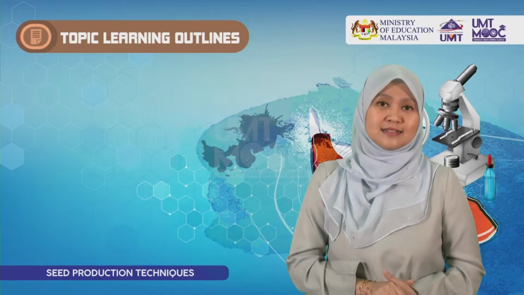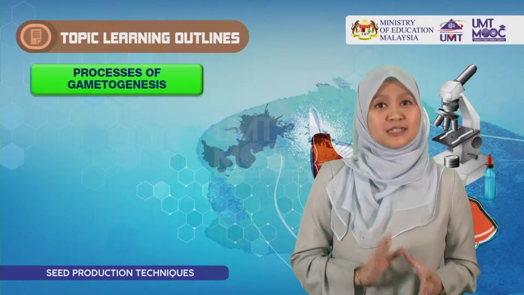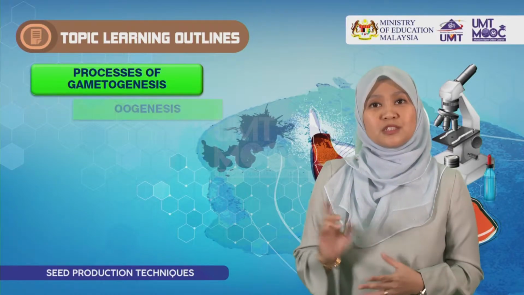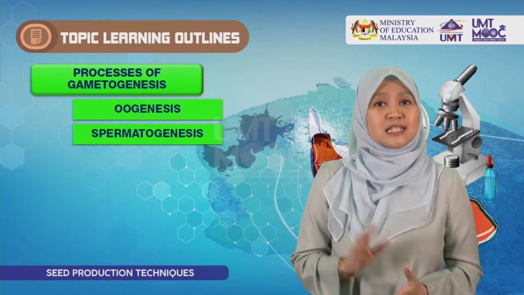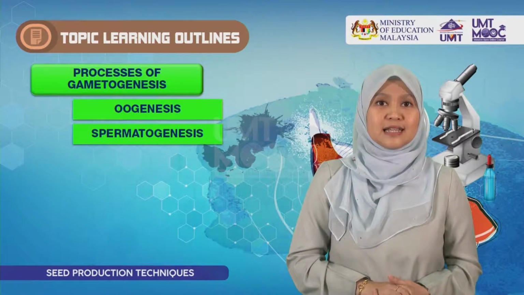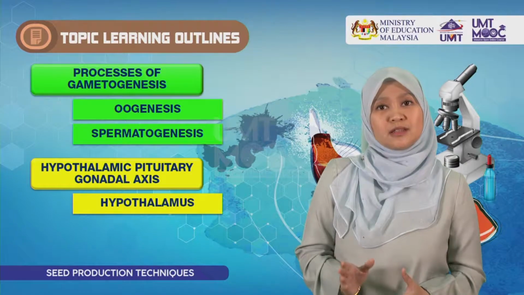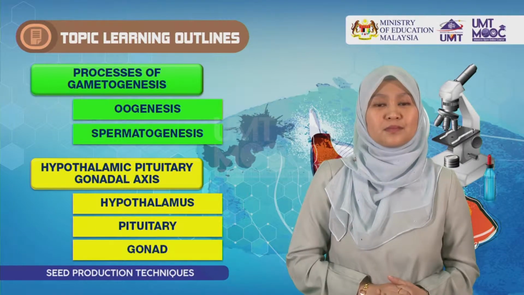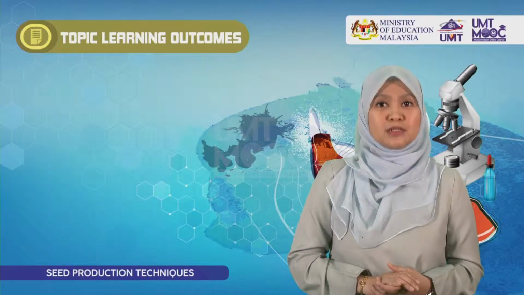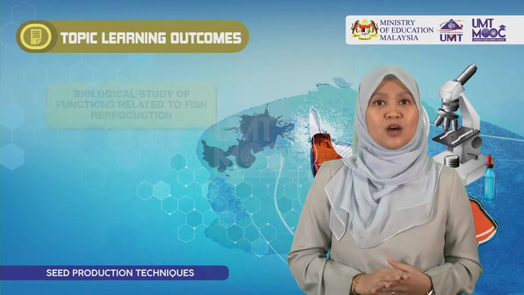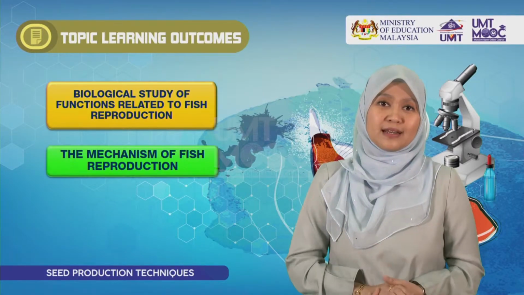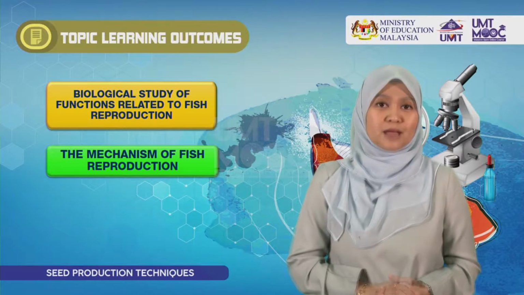The first lesson is processes of gonadogenesis. Gonadogenesis has two parts, oogenesis for female and spermatogenesis for male. The second lesson is on the hypothalamic-pituitary-gonadal axis. At the end of the lecture, you will be able to learn the biological study of functions related to fish reproduction and the mechanism of fish reproduction.